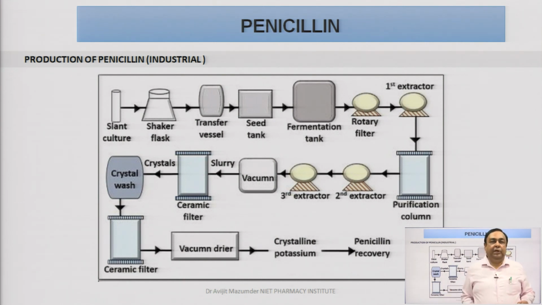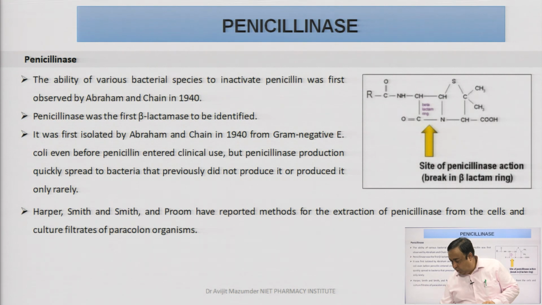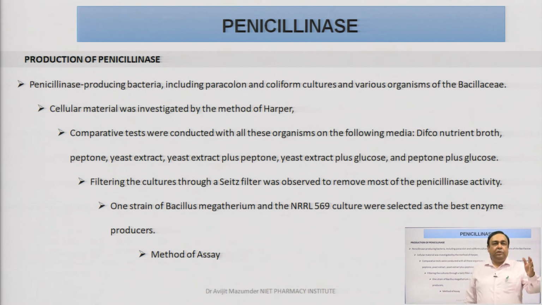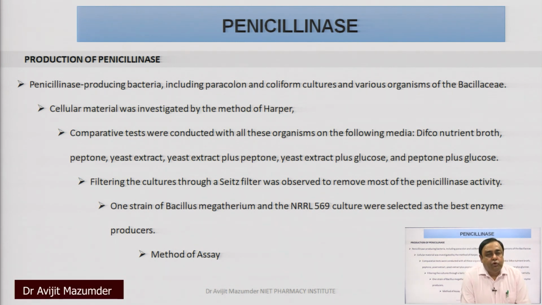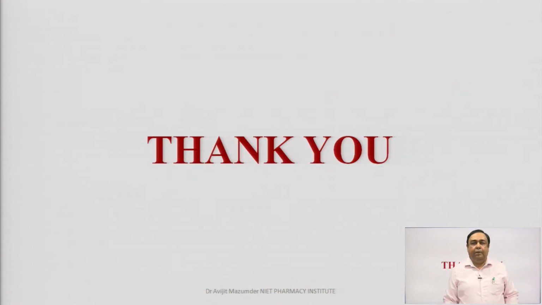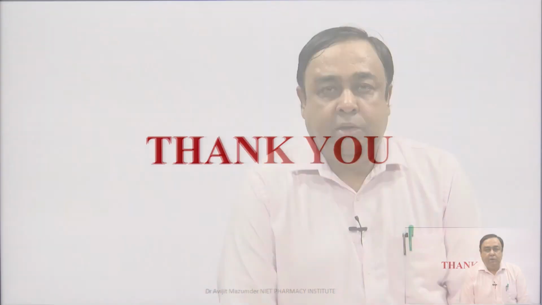Similar is the case of penicillin. The same process you have to apply in most of the fermentation processes. This is penicillinase, where the penicillin needs to be broken up. This is the flow chart showing the production of the penicillinase enzyme. The same process you have to adopt, and ultimately we are coming to the end of the class today. Thank you very much.